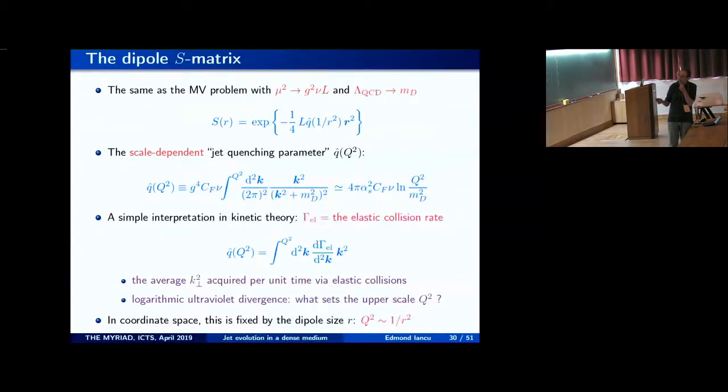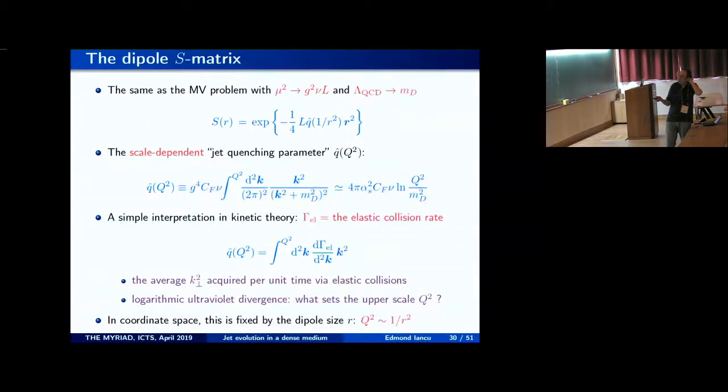In my explicit calculation coming from the dipole picture, this cutoff comes up naturally. It is the inverse of the dipole size. In a generic kinetic theory calculation, I would need a physical argument to set up the scale. But now I know the scale. The scale is 1 over R squared. It comes out for free. Okay, so now that's the S matrix as a function of the dipole size R.